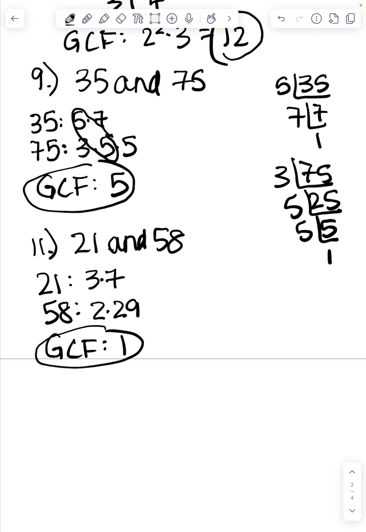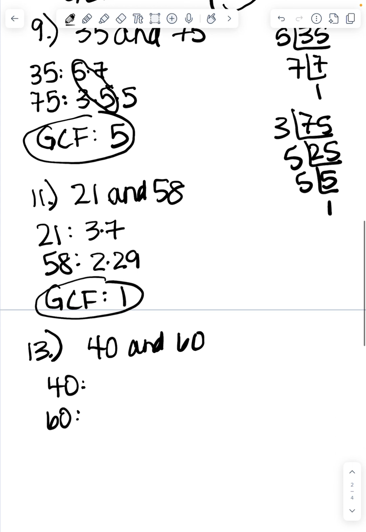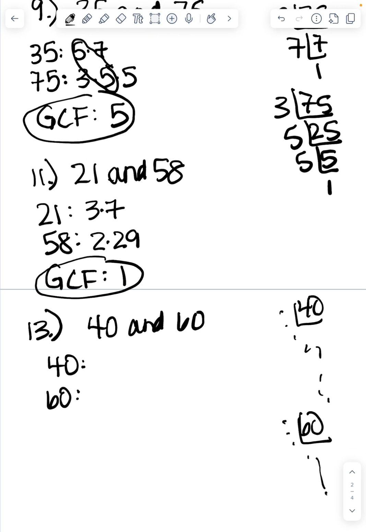Number 13, 40 and 60. Okay, so I'm going to write down the prime factorization for 40 and the prime factorization for 60. If you can't do that off the top of your head, you're going to be making ladders over here, right? I'm not going to go through the whole process. Then you would do 60. Not going to go through the whole process. I'm just going to write it down.